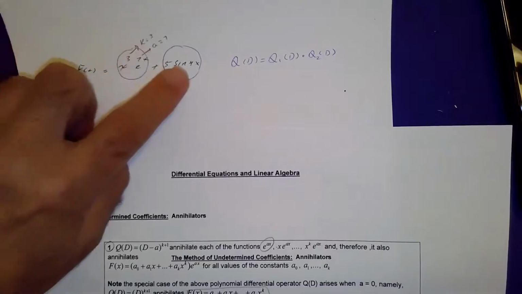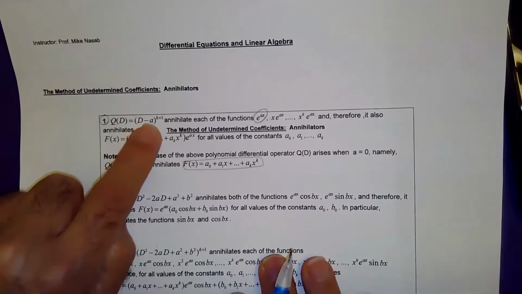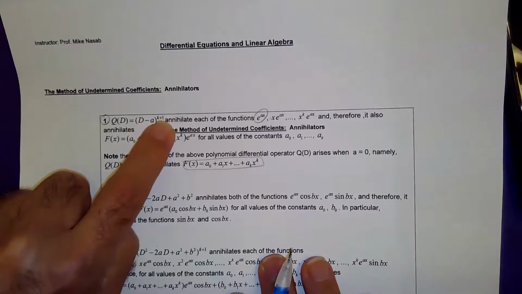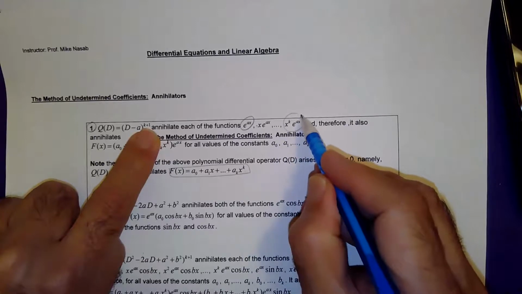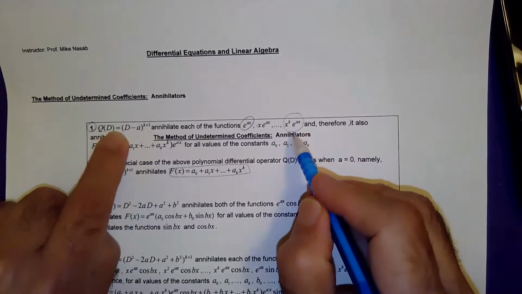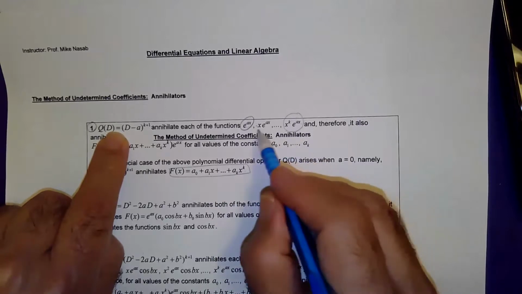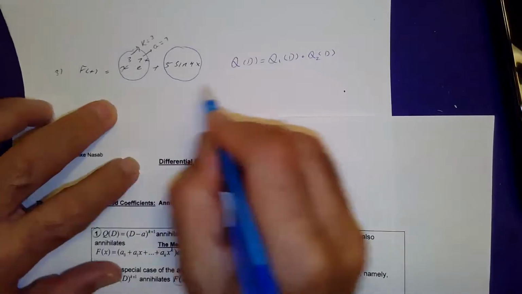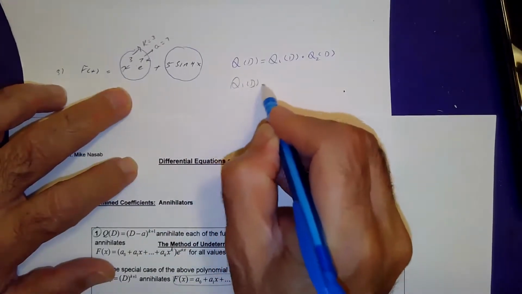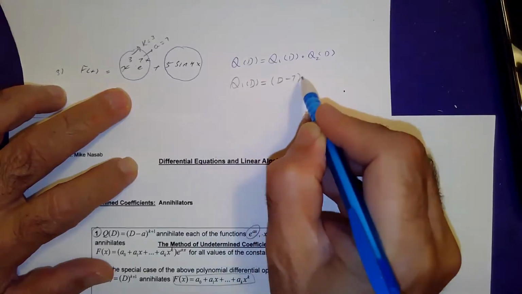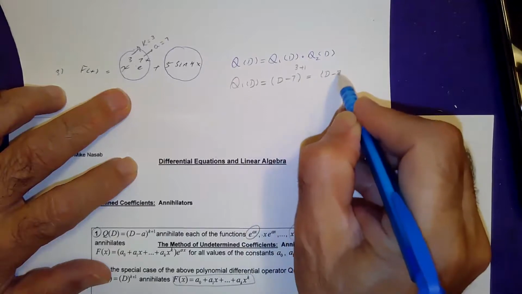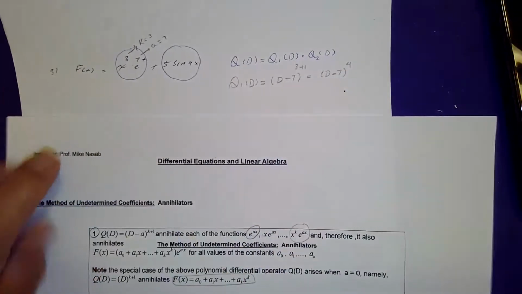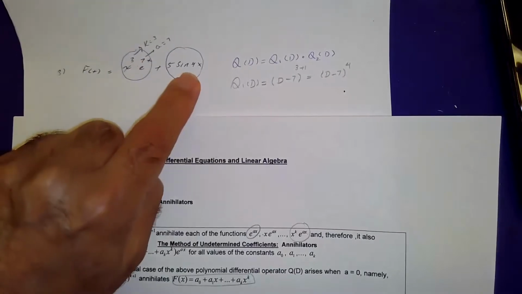So if k is 3 and a is 7, the annihilator is (D minus a) to the power of k plus 1, because that is the form of the function I'm given. This is the annihilator for these kinds of functions. So what is my q1(D)? Is it (D minus 7) to the power of what? K plus 1. So it's (D minus 7) to the power of 4. That's for this guy. What about this guy?